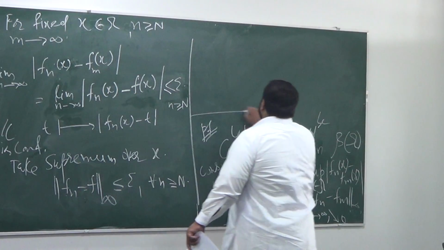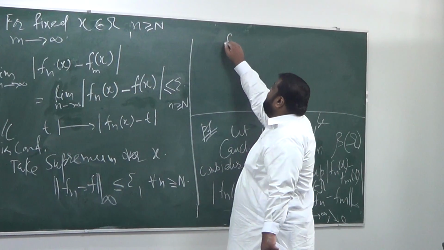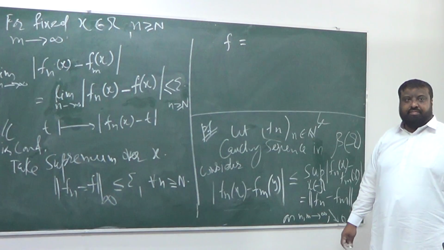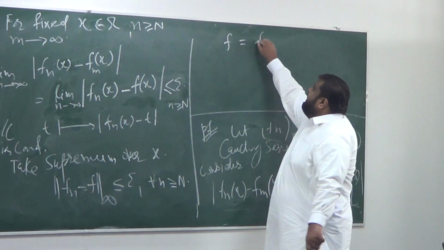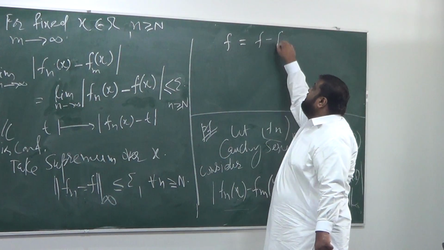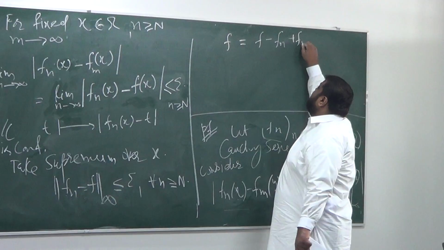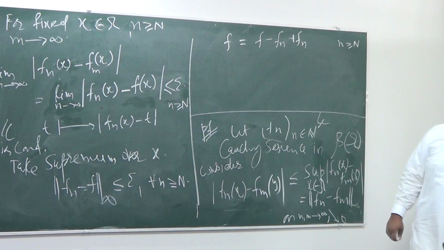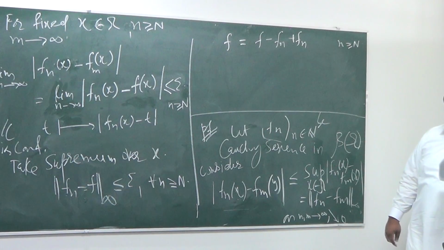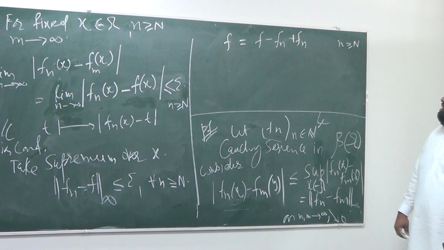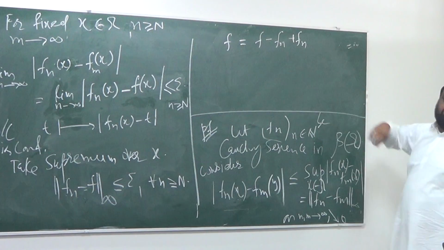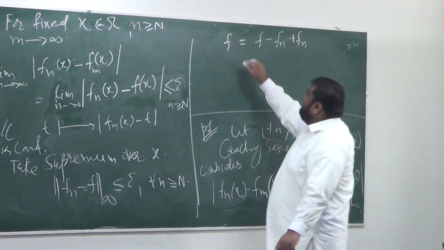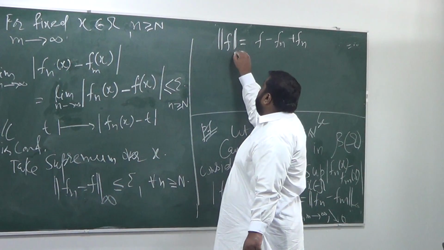The trick would be something similar to what you did in the case of F2. So f can be written as f minus f_n plus f_n, for capital N. Even if you don't have it, this is still true. And then just take the infinity norm.